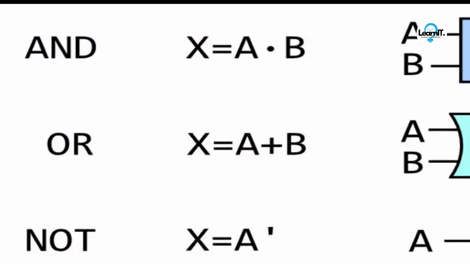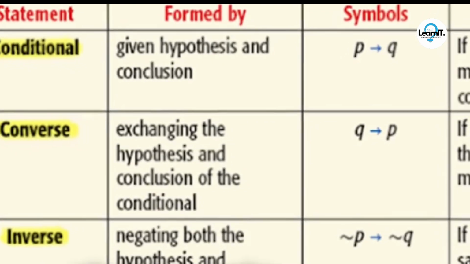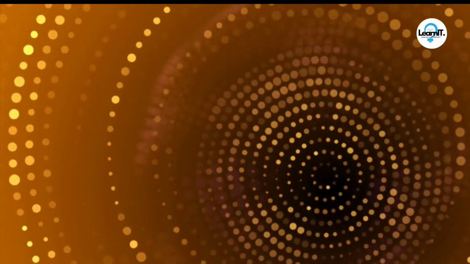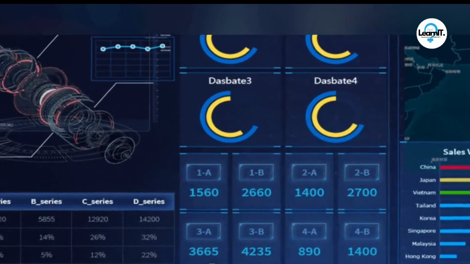The Boolean data type represents logical values, either true or false. It's often used in conditional statements and filters. Boolean values are crucial for creating dynamic reports that respond to specific conditions.